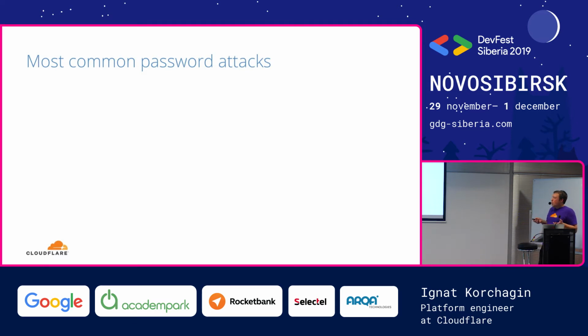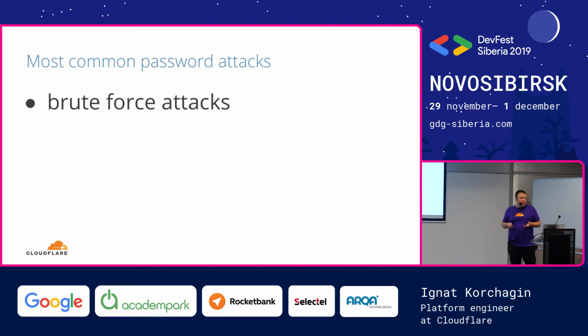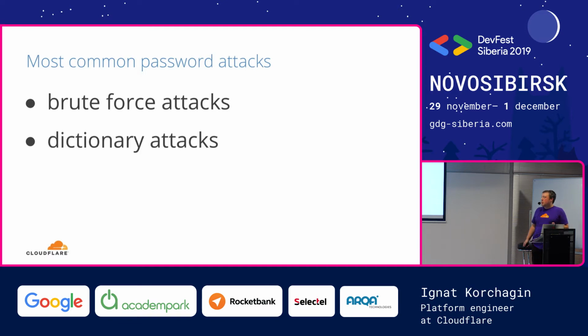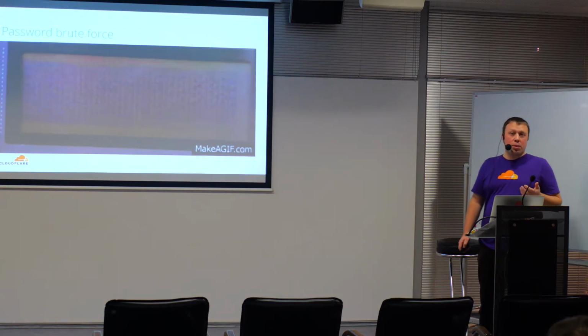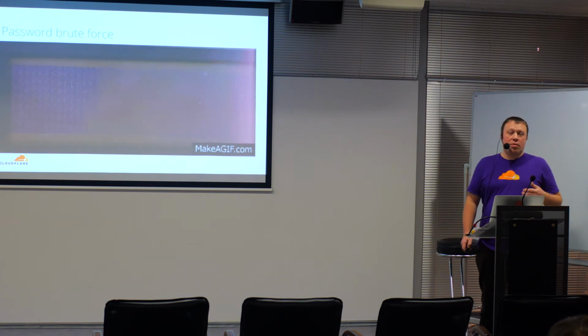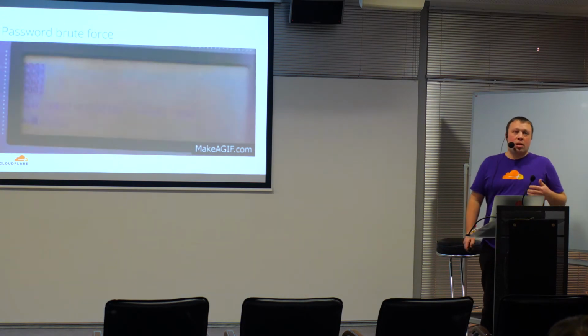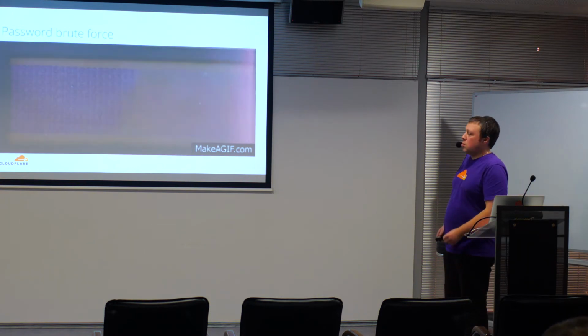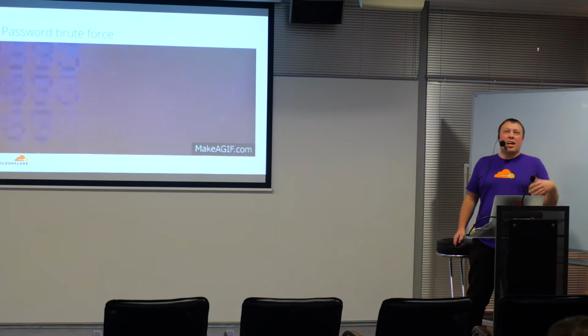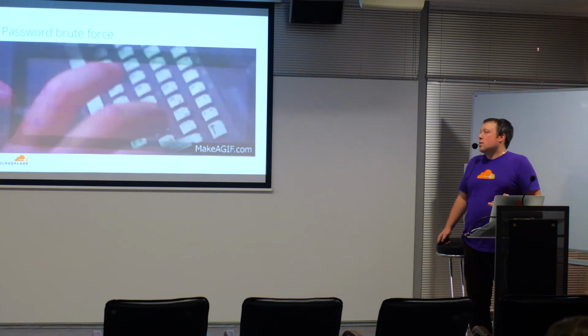So what are the most common password attacks now? You can break them down to 3 categories, like big categories: brute force attacks, you can have dictionary attacks, and you can have services account hijacks or leaks. So what is a brute force attack? It's simple. A potential attacker tries every possible combination out there until they kind of guess your password. Simple and efficient, so they try all the variants. It's actually not efficient, but it's a simple attack.